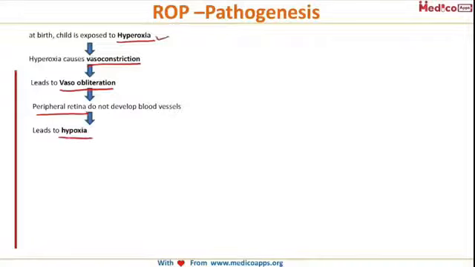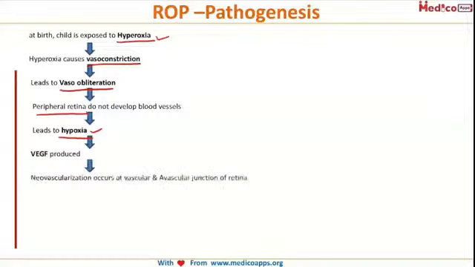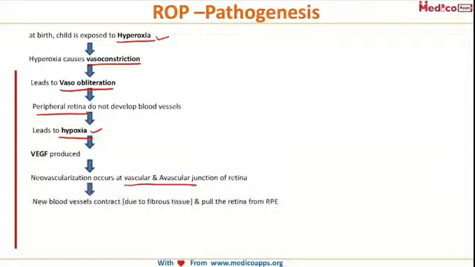Please note, this hyperoxia is ultimately leading to hypoxia, and we have seen that hypoxia always results in the release of vascular endothelial growth factors causing neovascularization. Now, where does this neovascularization occur? It occurs at the junction of the vascular and avascular retina. These new blood vessels contract because some amount of fibrous tissue is present in them, and they pull the retina away from the retinal pigment epithelium, causing a tractional retinal detachment, finally resulting in loss of vision.